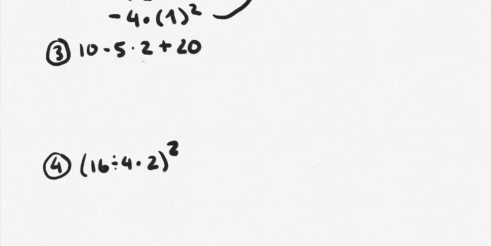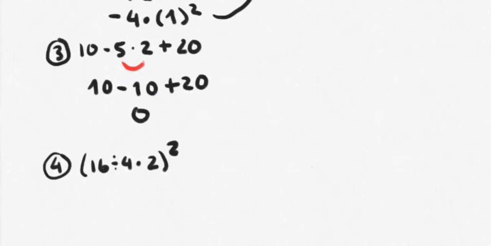For number 3, we have subtraction, multiplication, and addition all in one expression. But we're going to do multiplications first, following the order of operations. So here I will take 5 times 2. I will end up with 10 minus 10 plus 20. And then I end up having subtractions and additions. That means I'm going to do it from left to right. So 10 minus 10 will give you 0 plus 20. And 0 plus 20 will equal 20.